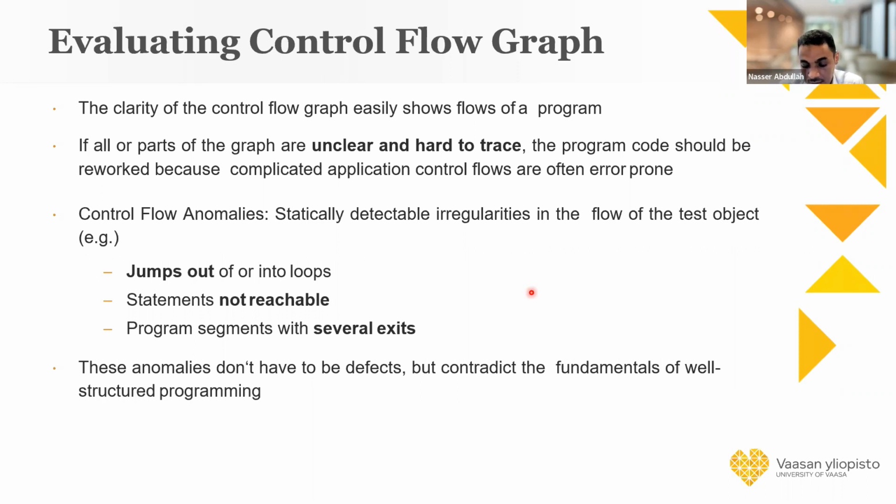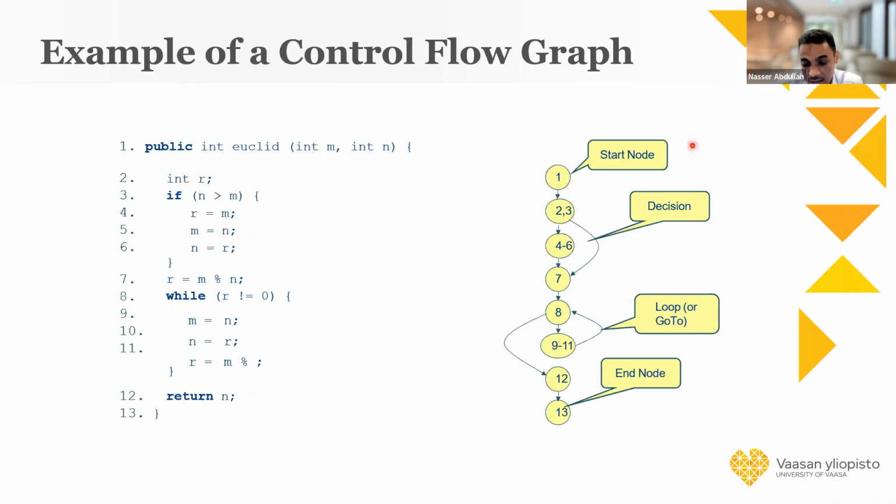We have here some defects that can be detected by this graph. For example, we can easily notice, first, as I mentioned, if your graph is hard to trace, if it is difficult and there are a lot of branches, that means your application is complicated, so it is better to rework. If your graph is clear, that means your code is clear and easy to maintain.